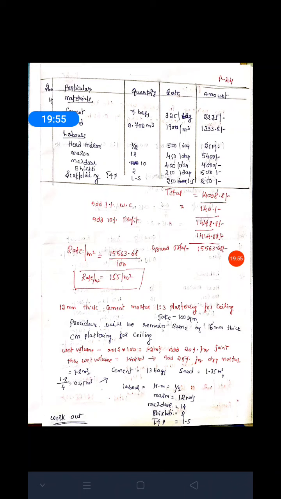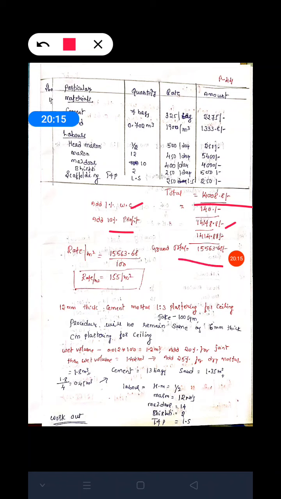After adding the material cost and labor cost, we get the total amount of around 14,008 rupees. For this we add 1% of water charge. Then after adding 1% of water charge, the total amount we get is 14,148.8 rupees. And for this again we add 10% of the contractor profit.